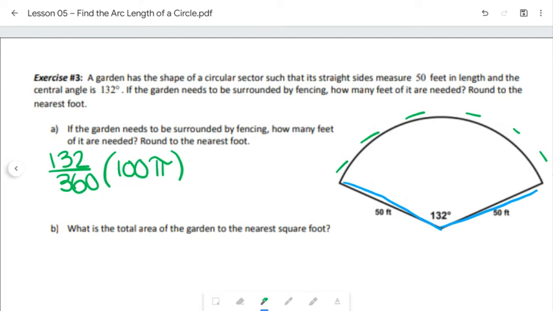You could simplify the fraction if you wanted to. You could play around with it. But in here, I'm just going to take my 132 divided by 360 and multiply it by 100 pi. So yes, I'm going to include pi this time because it said to round to the nearest foot. So 150, 115.